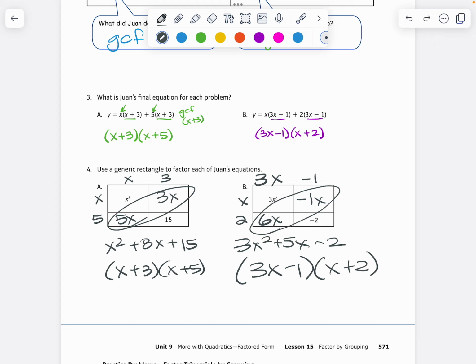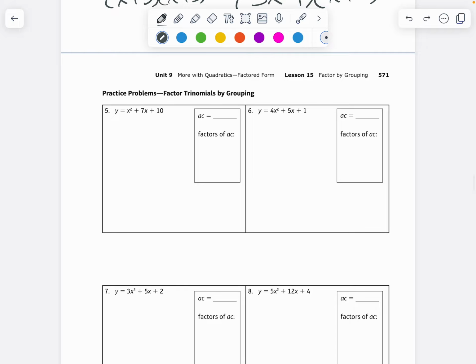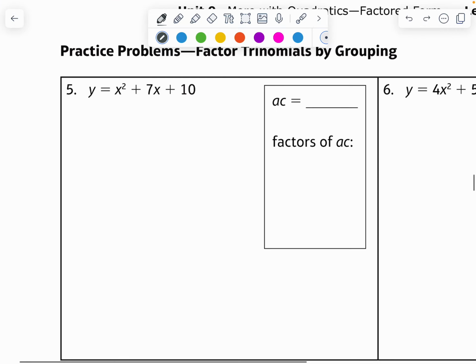All right, we're going to put it all together now. I'm going to walk you through how to do it. I'm probably not going to do the area box method, but I wanted to show it to you. Okay, let's take a look at number 5. All right, first thing I know, the a term is 1, so a times 10 is 10, and I want it to add to 7.